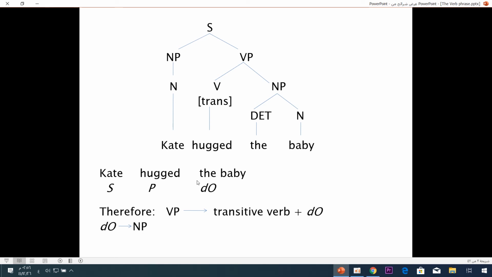So remember, and you have to keep this, please. Take notes now. Try to take some notes. The verb phrase consists of a transitive verb plus a direct object, the direct object consisting of a noun phrase and so on.